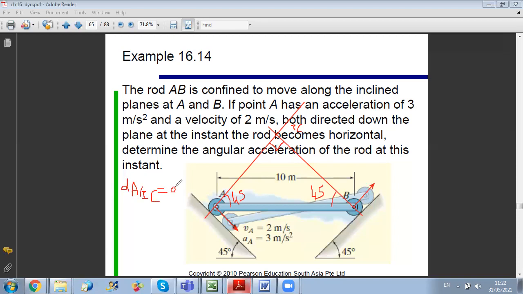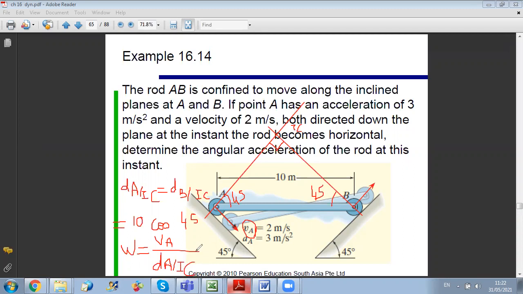Okay, so we can write that the distance between A and the IC from geometry is equal to the distance between B and the IC, and is equal to 10 cosine 45. Okay, so now we know the distance from A to the IC, and we know VA. So how can we calculate omega? We can simply say that omega is VA over the distance between A and the IC.